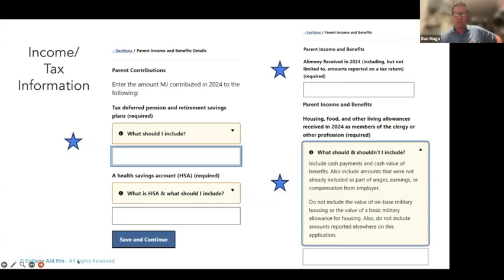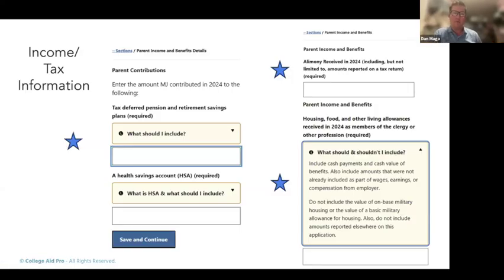I would say that this is a question that a lot of people get wrong. The tax deferred pension and retirement savings plans. This is not how much is in your retirement plan. It's how much you contributed to the plan in 2024. Most common would be a 401k, but it also includes 403bs, 457s, all sorts of other retirement plans. If you click on the little drop down, it would tell you all the codes.